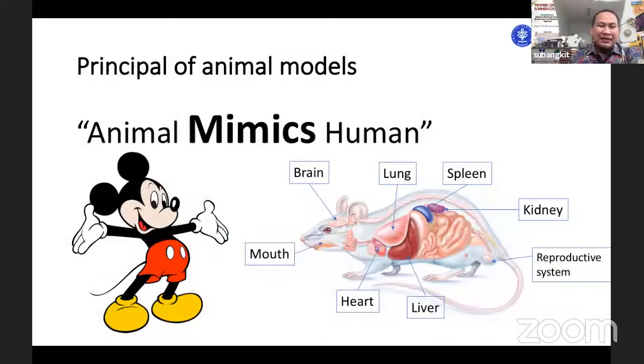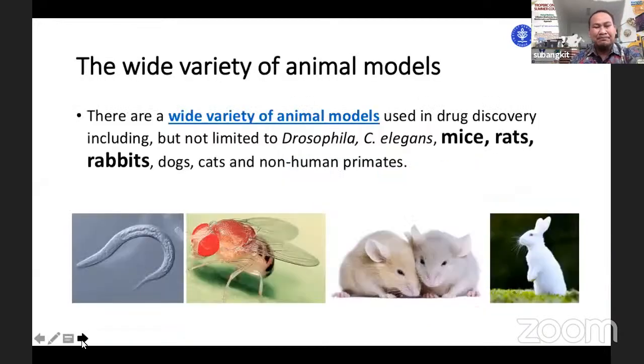So in principle, an animal model is about how to make the animal resemble a human condition. As we know, the rodent is the most popular animal for experiments. The mouse is like an icon of animal models. But actually, there is a wide variety of animal models.